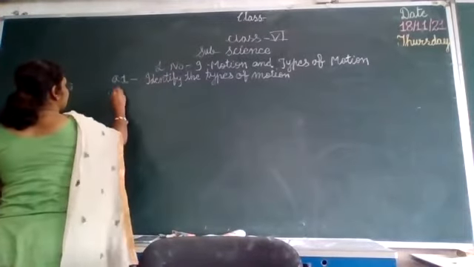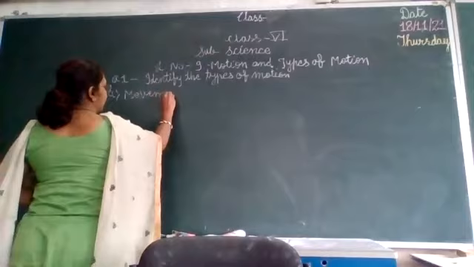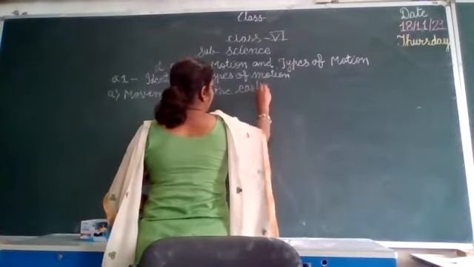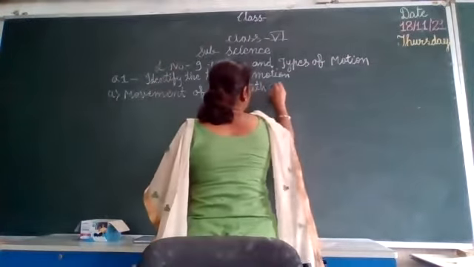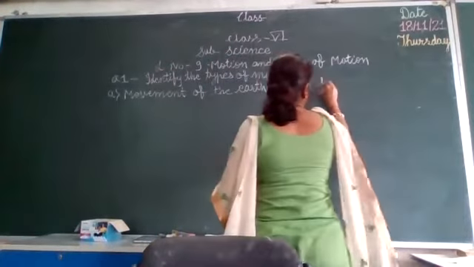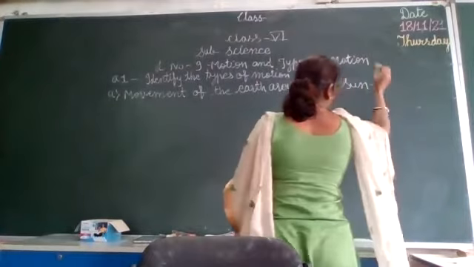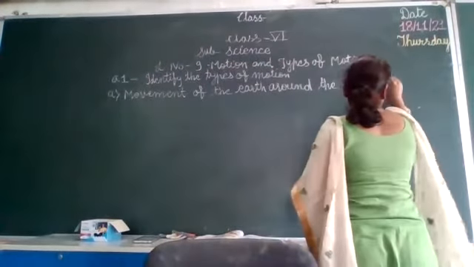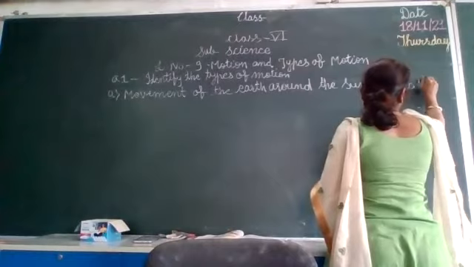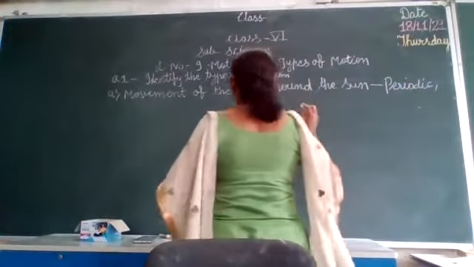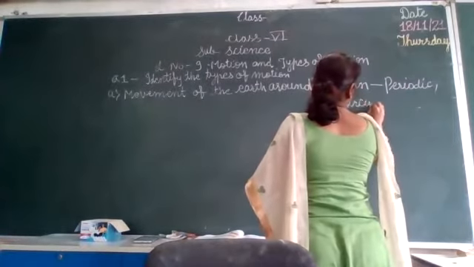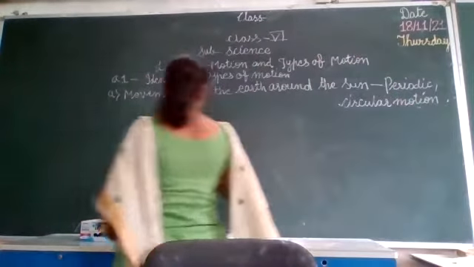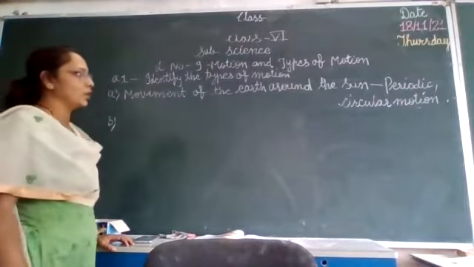First, movement of the earth around the sun. So which type of motion? It's a periodic motion and circular motion. Periodic and circular. Okay, periodic and circular motion.